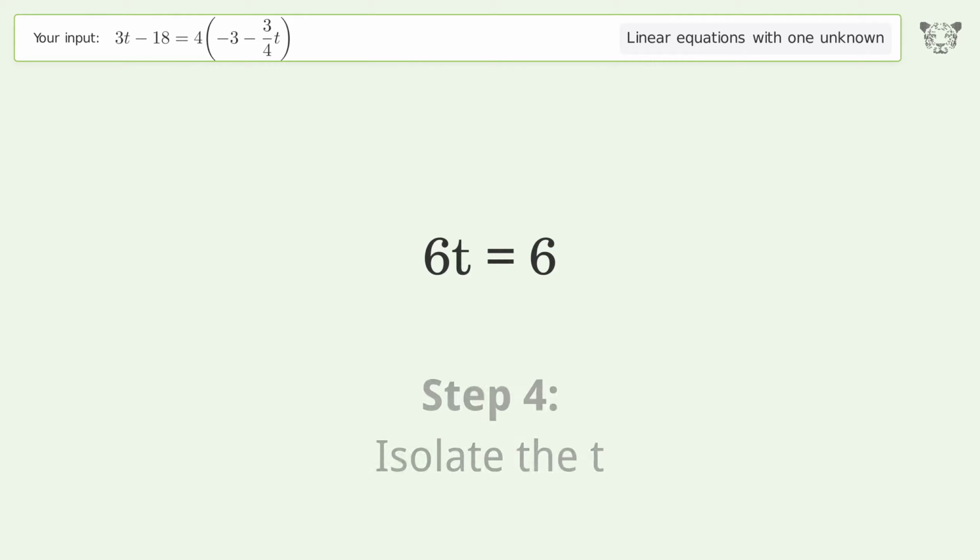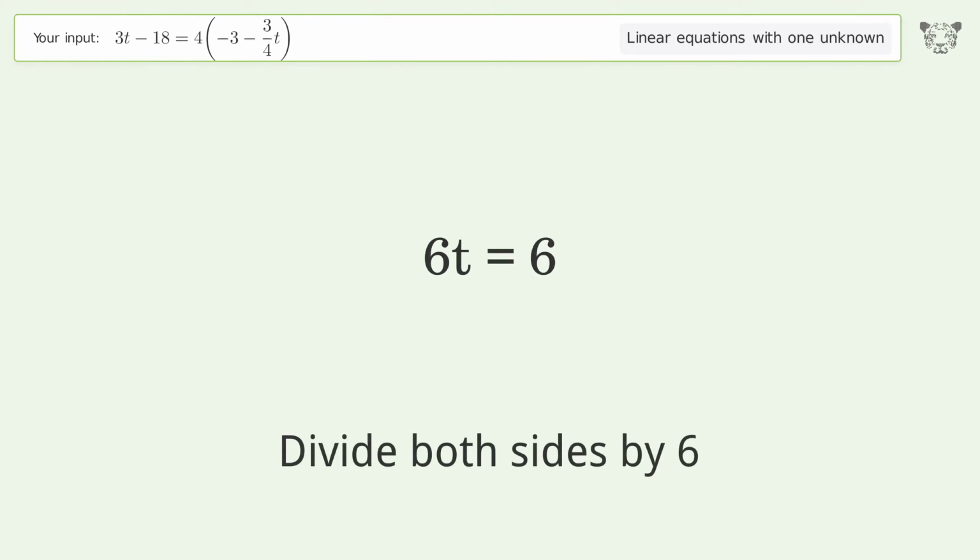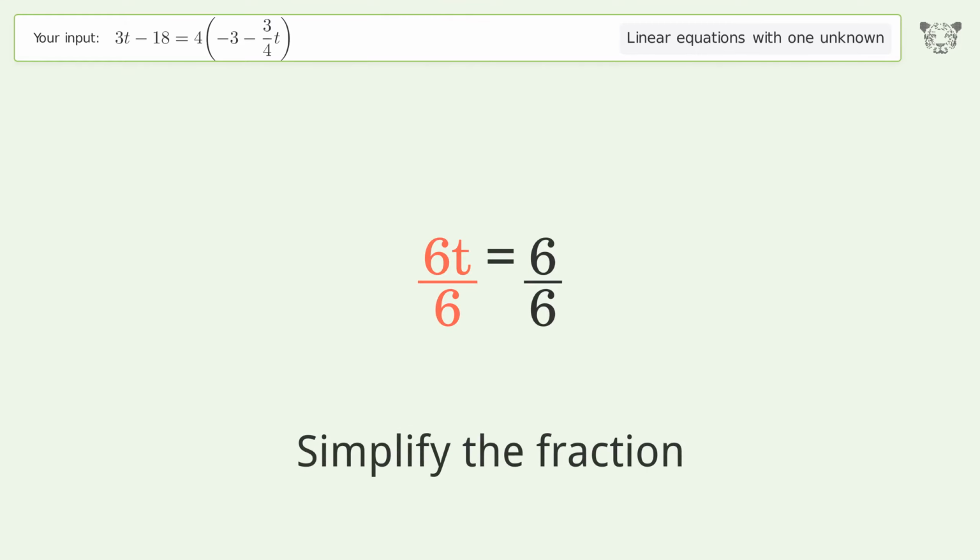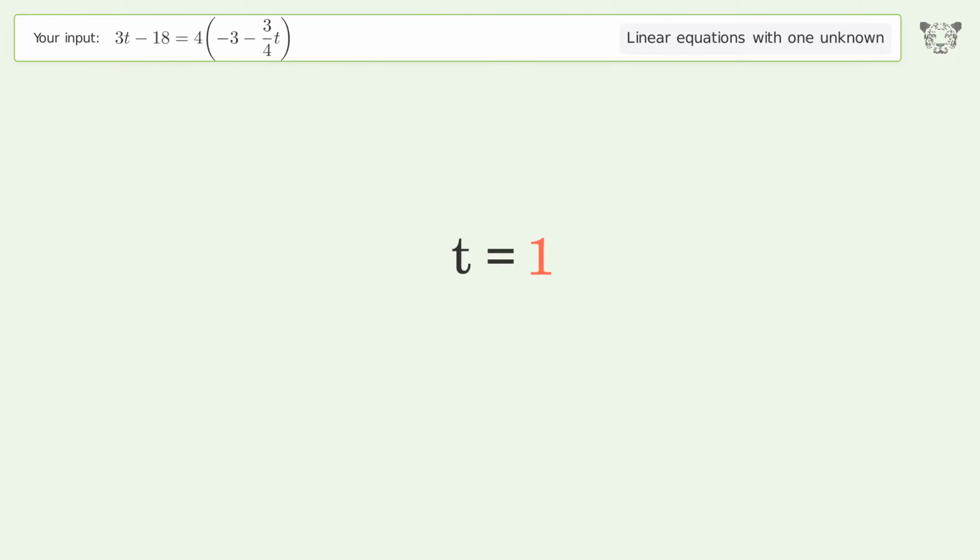Isolate the t. Divide both sides by 6. Simplify the fraction. And so the final result is t equals 1.